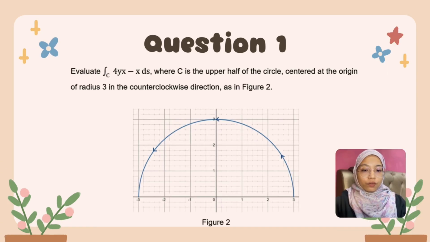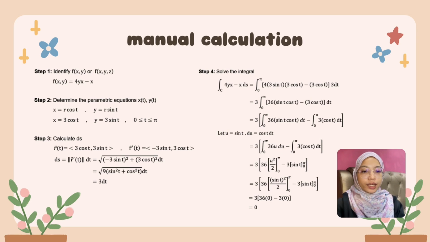Question 1. Evaluate the integral of (4yx minus x) ds, where c is the upper half of the circle centered at the origin of radius 3 in the counterclockwise direction as in figure 2. Question 1. Here are the steps to solve the line integral for manual calculation. Step 1. Identify function f(x,y) or function f(x,y,z). This question uses a function with two variables, function f(x,y) equals 4yx minus x.